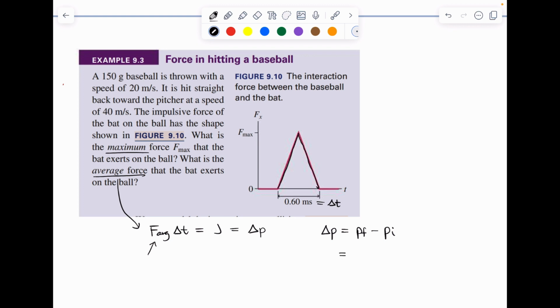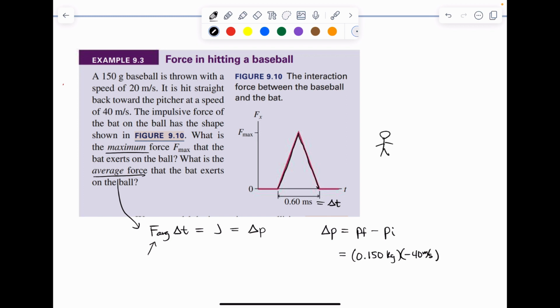Final momentum. If we consider towards the pitcher the negative direction and away from the pitcher the positive, make sure you're using SI units. So let's call this 0.15 kilograms times the velocity. The final velocity is 40 meters per second to the pitcher, so that's negative 40 meters per second.